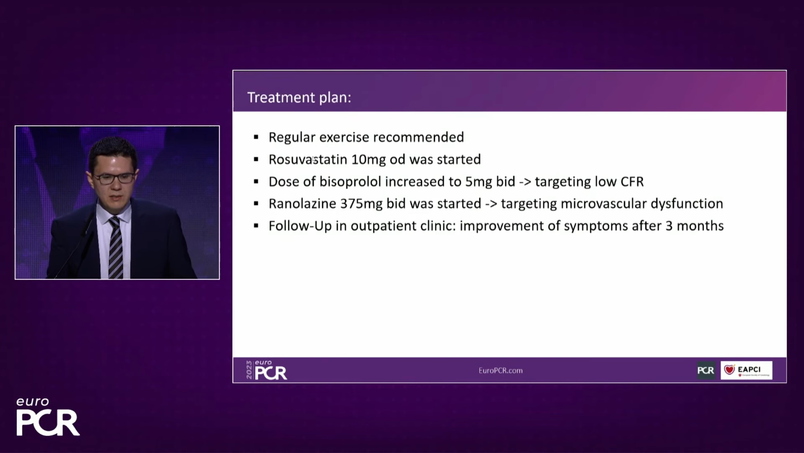We started with an exercise program. There's a very nice study from Norway published in European Heart Journal Open only 2 weeks ago, showing that in these patients an intensified exercise program really works. Rosuvastatin was started. The bisoprolol was increased because of the low CFR. We wanted to target the diastole so that the perfusion increases. We started with ranolazine because of the microvascular dysfunction in general that we found, and the patient improved after 3 months of follow-up.